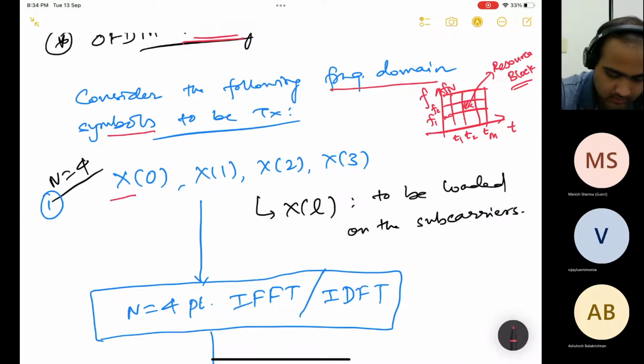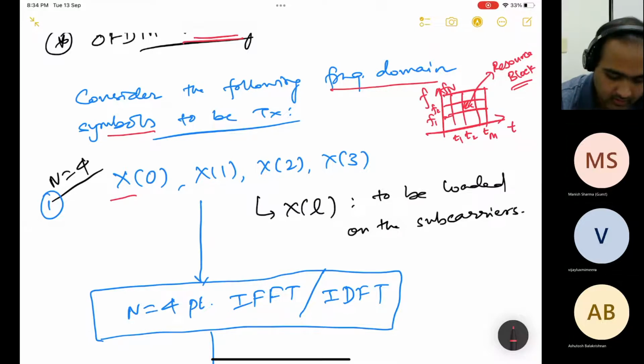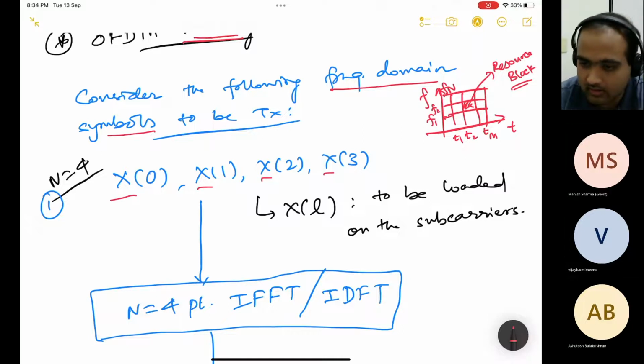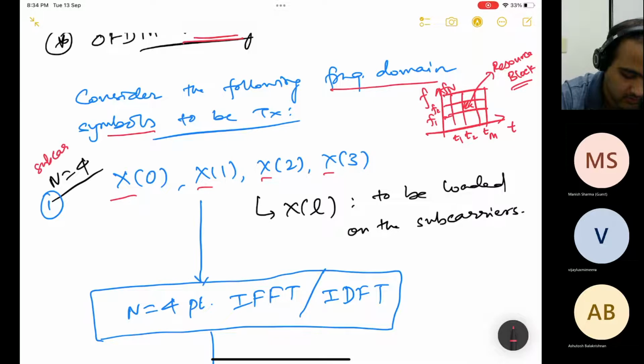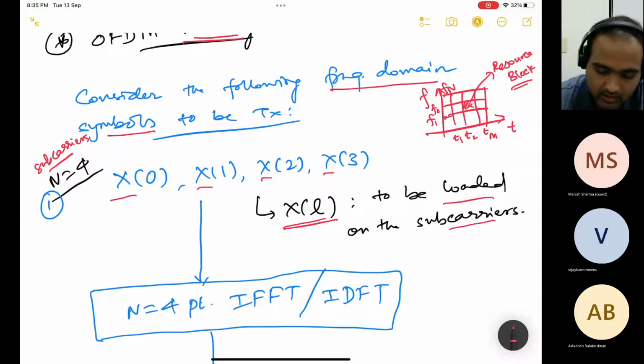Say that the frequency domain symbols which we want to load on the subcarriers are represented as x0, x1, x2, and x3. So currently we have N equal to 4, where N is the number of subcarriers. In general, it is represented as X_l, where X_l represents the symbol which has to be loaded onto subcarriers. It can be real or it can be complex.